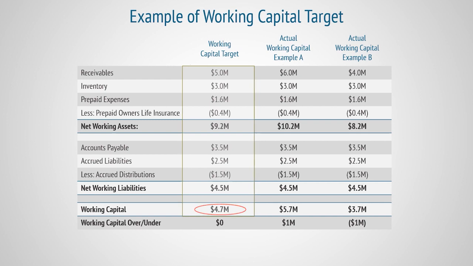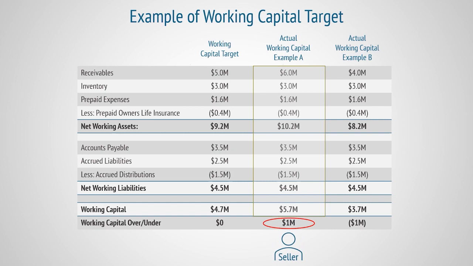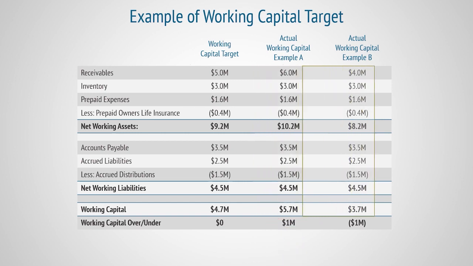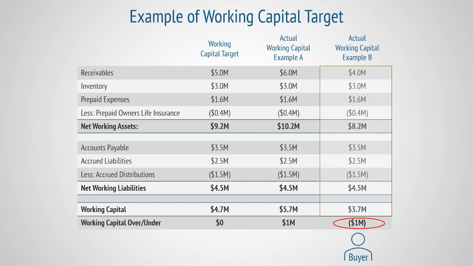In example A, the actual working capital delivered at close is $5.7 million due to a $1 million increase in your accounts receivable. This means that the seller receives an additional $1 million at closing. In example B, accounts receivable have decreased to $4 million, resulting in a net working capital at close of $3.7 million. As a result, the purchase price paid by the buyer at the closing will be reduced by this $1 million shortfall.